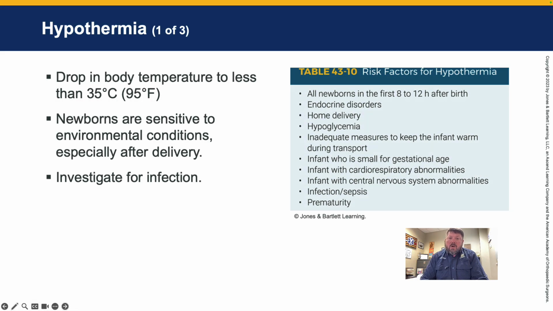Hypothermia. This is going to be a drop in the body temperature to less than 95 degrees Fahrenheit. It's more common during the winter months, and moderate hypothermia is linked with the increased risk of death in low birth weight infants. Newborns have increased surface area to volume ratio and are sensitive to environmental conditions, especially when wet after delivery. You can see in this list right here risk factors for hypothermia.